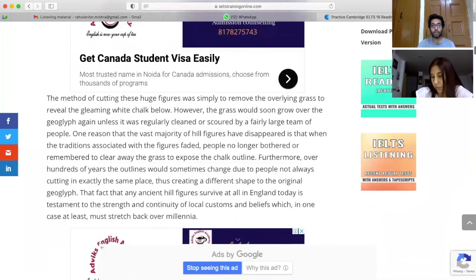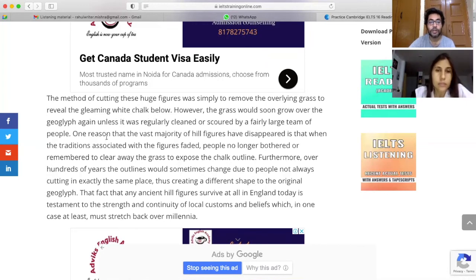Then how were these huge figures cut? They used to remove the grass, and there was the white chalk below. But then the grass would grow over the geoglyph again, so the grass had to be consistently cleaned. Now this white chalk is naturally in the soil. Okay, so you mark this. This white chalk is natural. You can write: it is not created, it's natural. It can be one of your answers.